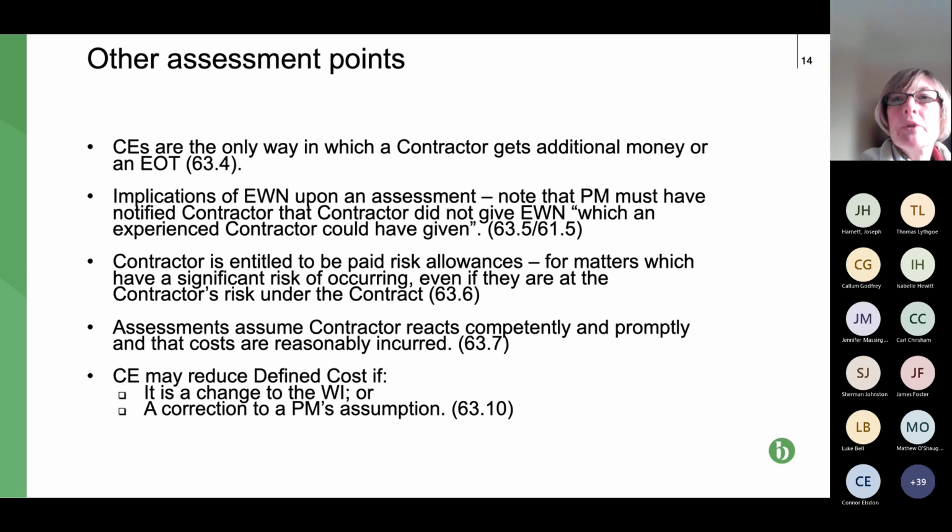Be careful because, of course, the compensation events are at clause 60, but there are others dotted around, particularly there are some in the X clauses, so they're optional clauses. We've dealt with the implications of not issuing an early warning notice on the valuation of a CE. Third bullet point, in your quote, you can include risk allowances.